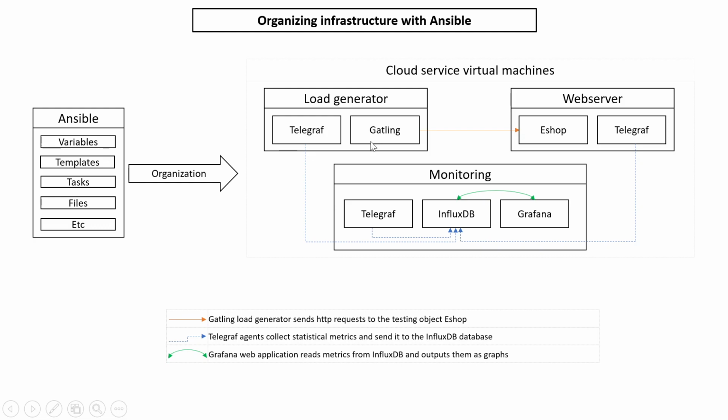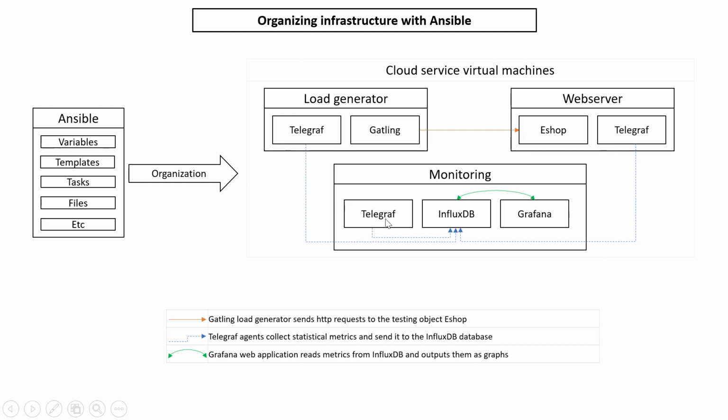The third machine will be responsible for monitoring and have the corresponding role. On this machine, we will install the Influx database. Then we will connect the Grafana web application to this database. This web application will be responsible for displaying graphs in the browser. The Telegraf agents will collect metrics into the database. These agents will be placed on each of the machines.